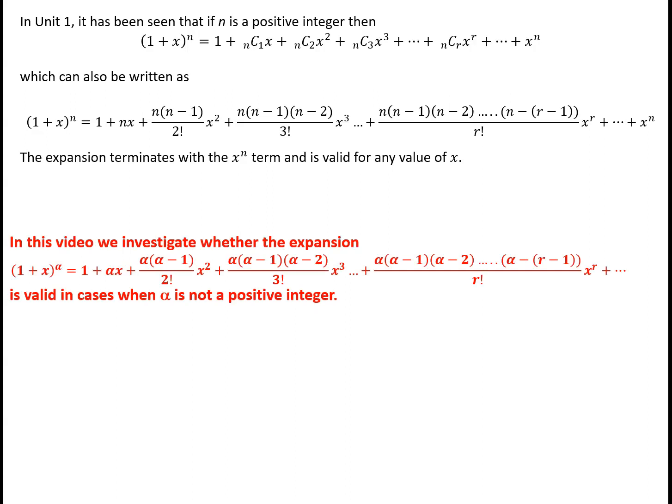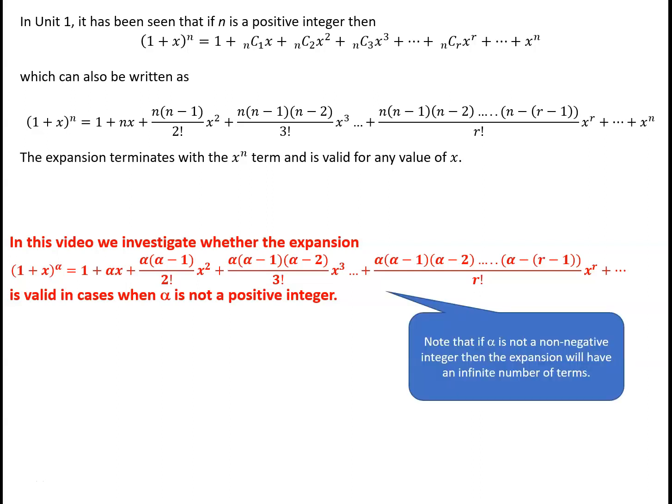Now what we're going to do in this video is to investigate whether the expansion of (1 + x)^alpha, which if our Unit 1 results are true, ought to be the same as 1 plus alpha x plus alpha times (alpha minus 1) over 2 factorial x squared plus alpha times (alpha minus 1) times (alpha minus 2) all over 3 factorial times x cubed, and so on, is valid in cases when alpha is not a positive integer. We should note that if alpha is not a non-negative integer, then this expansion will have an infinite number of terms. In other words, the expansion will not terminate.